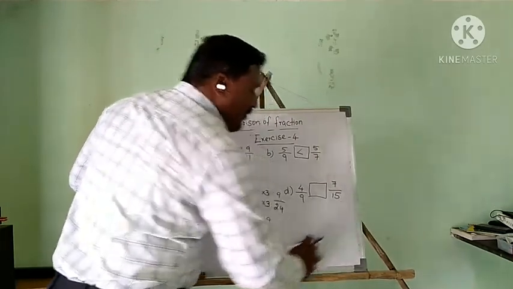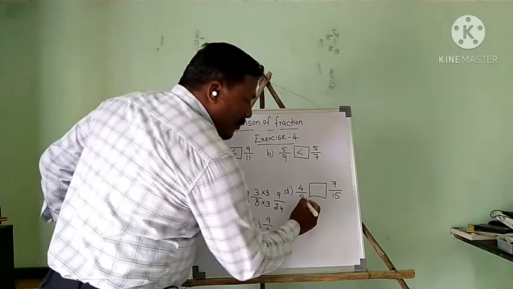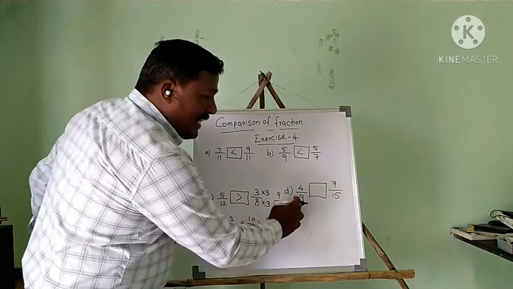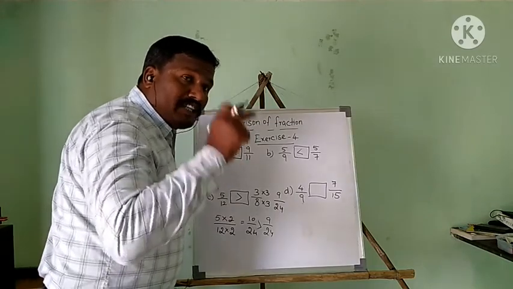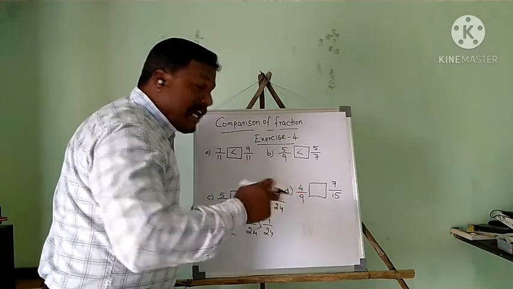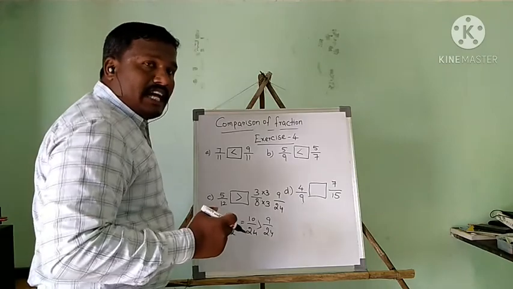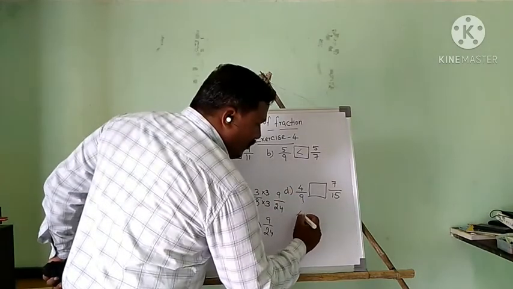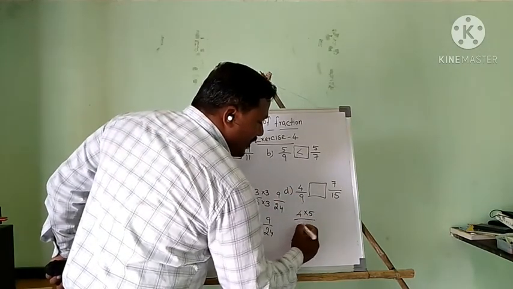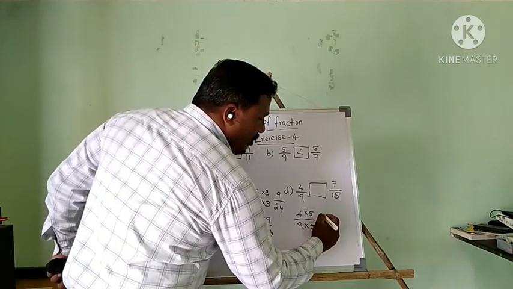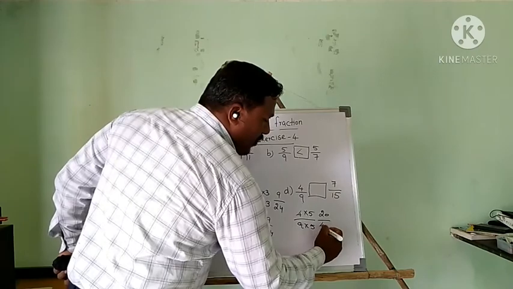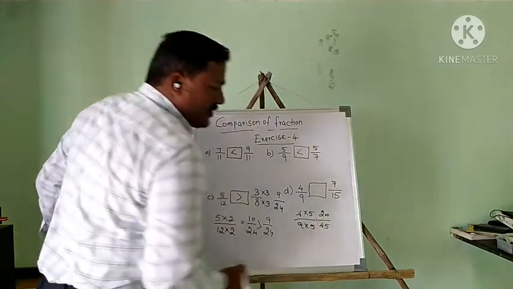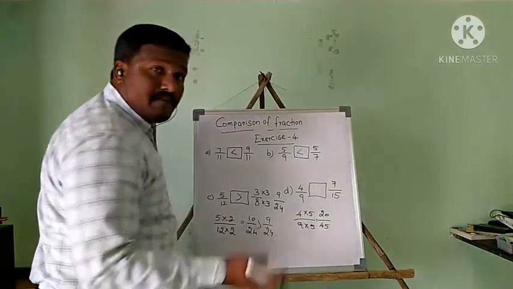So I want to convert all the denominators to 45. I want to convert 9 to 45. If you multiply 9 by which number, it becomes 45? 9 5s are 45. So 4 multiplied by 5, 9 multiplied by 5. So 4 5s are 20, 9 5s are 45. Now the denominator becomes 45.